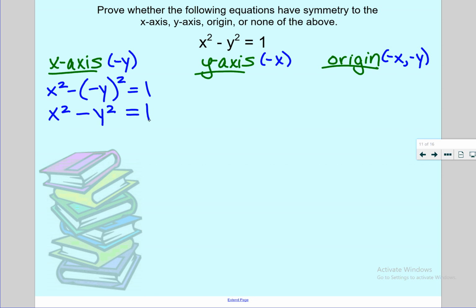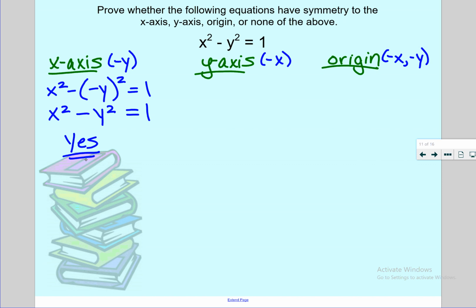Is that the same as my original equation? Yes. So do we have symmetry to the x-axis? Yes. There should be a minimum of 3 lines for each of these. Plugging it in, simplifying, yes or no. It's going to be our format, okay?